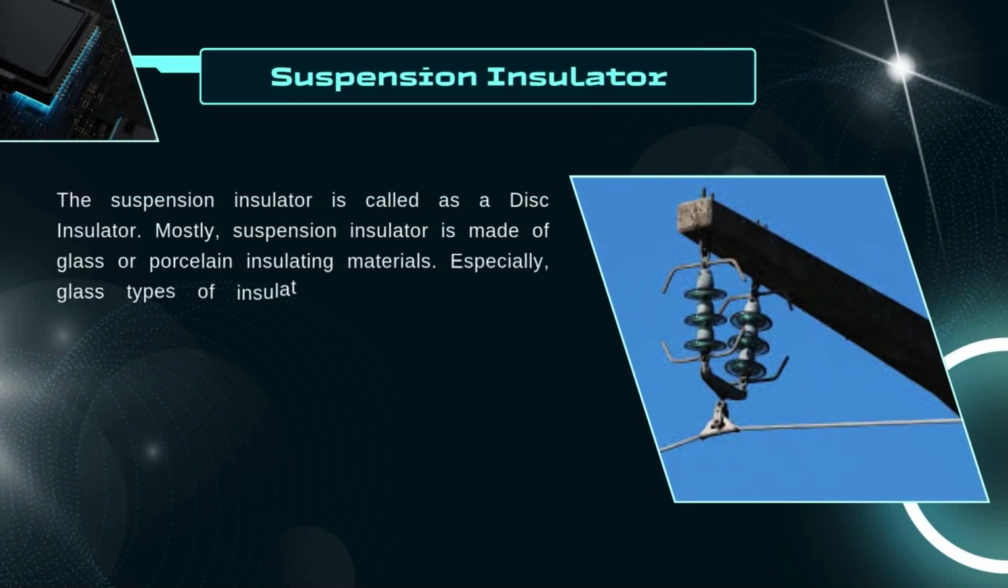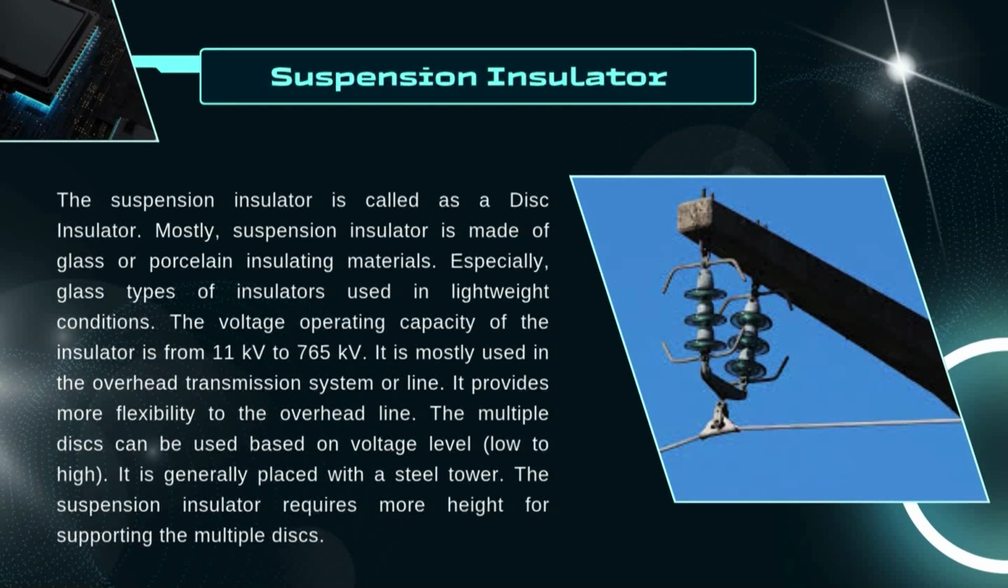In case of suspension insulator, the insulator is also said to be a disc insulator. Mostly, the suspension insulator is made of glass or porcelain insulating materials. Especially, glass type of insulators are used in lightweight conditions. The voltage operating capacity in case of suspension insulator is from 11 kV to 760 kV. It is mostly used in the overhead transmission system or line. It provides more flexibility to the overhead line.